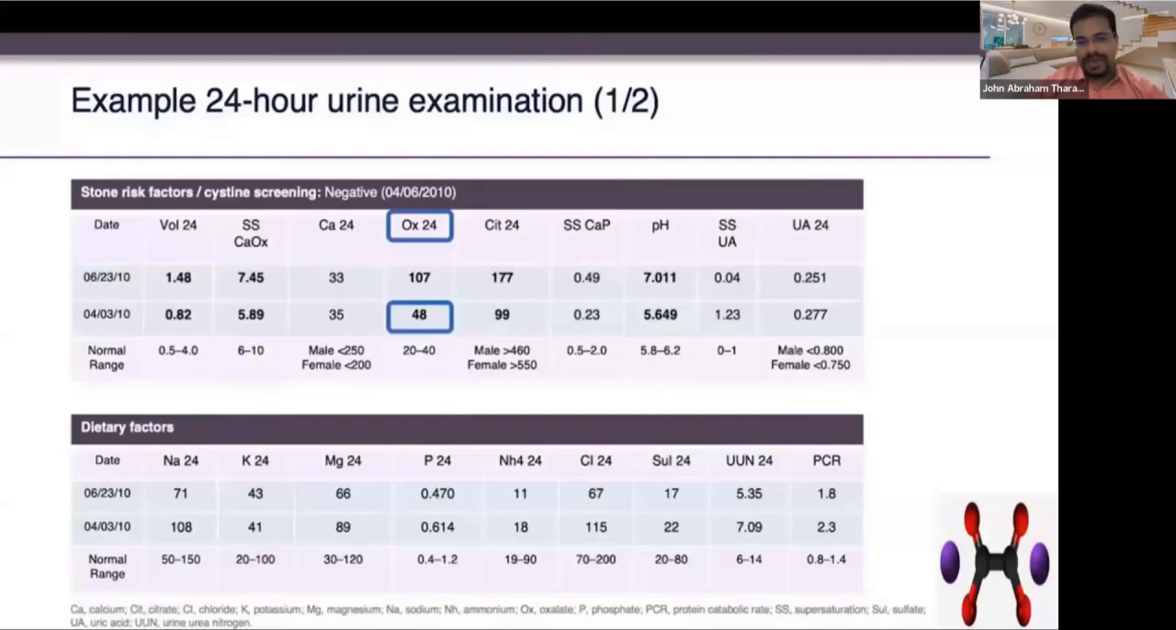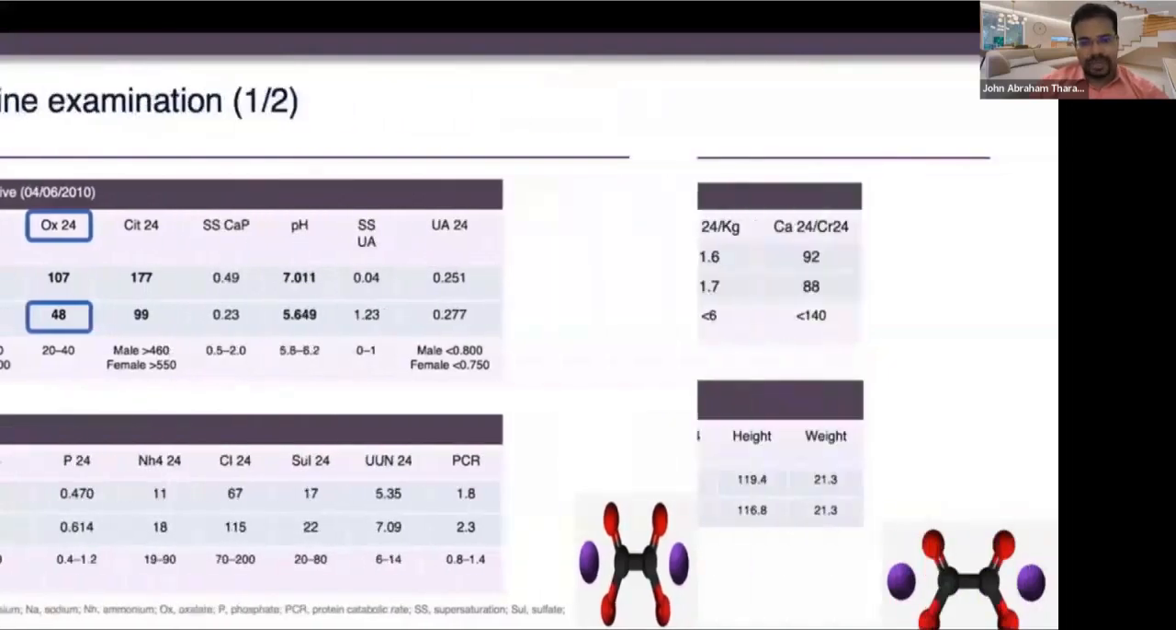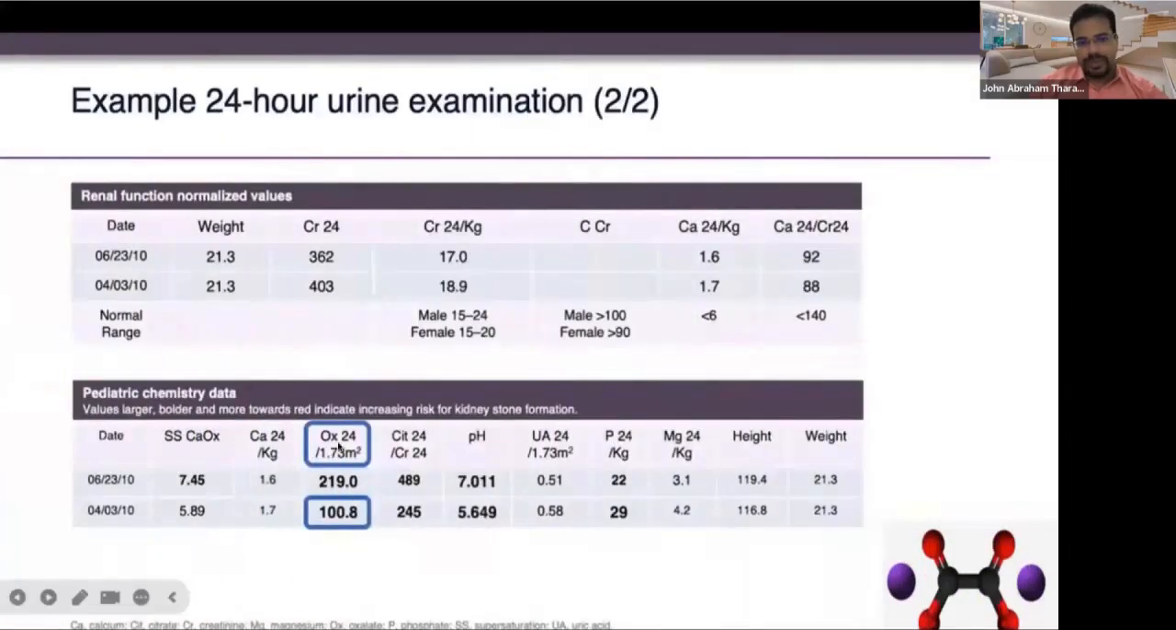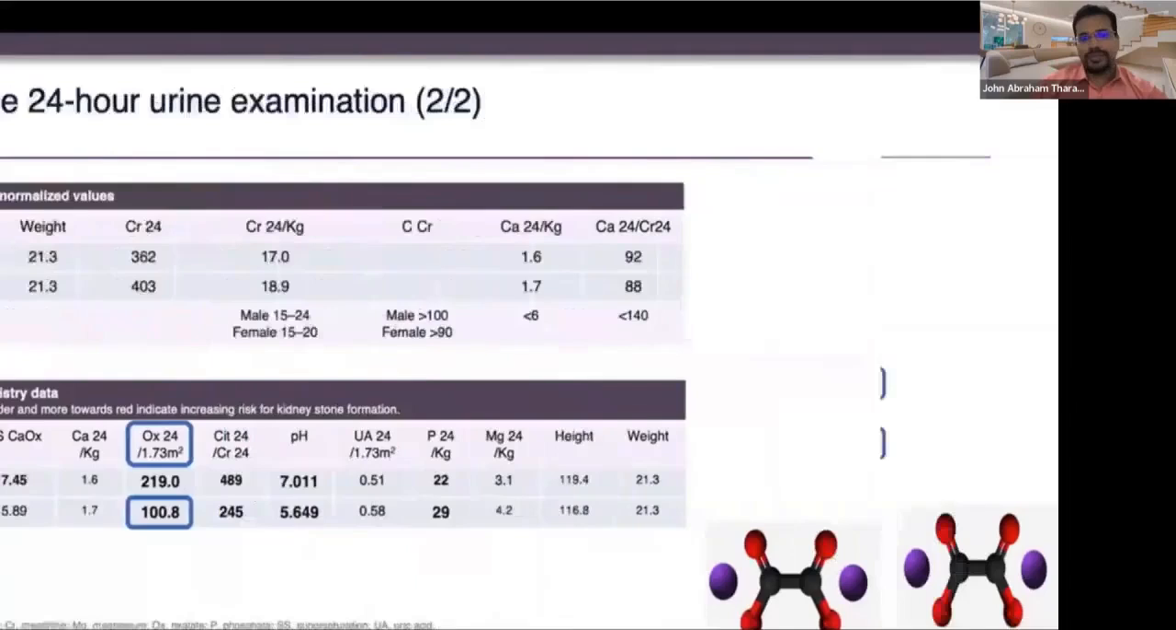But the thing is, in pediatrics, you need to extrapolate a little more. You need to take into account the body surface area. So taking into account the body surface area of 1.73 meters squared, it is very clear that the 24-hour oxalate is very much elevated. So this is an easy example of how the diagnosis goes missed or gets delayed.